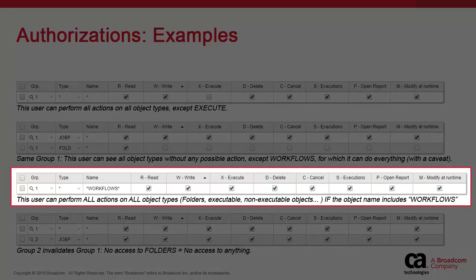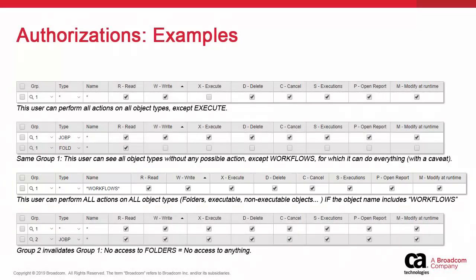The third example states that the user can perform all actions on any object as long as it has the word workflow in its name. In situations like this, Automic Automation's naming convention is structured in such a way that we recommend using wildcard symbols. Explicit names tend to malfunction.